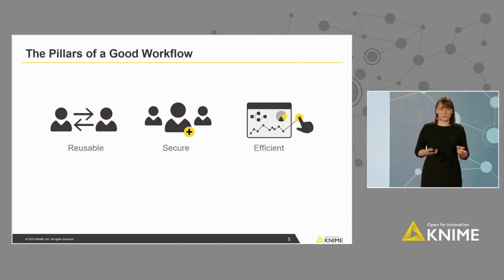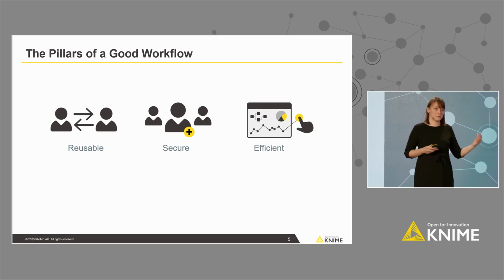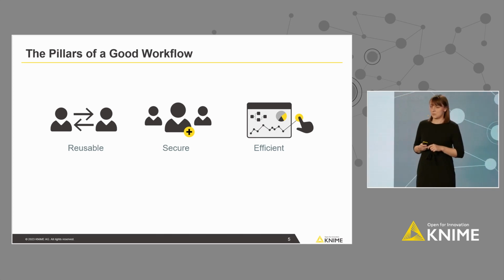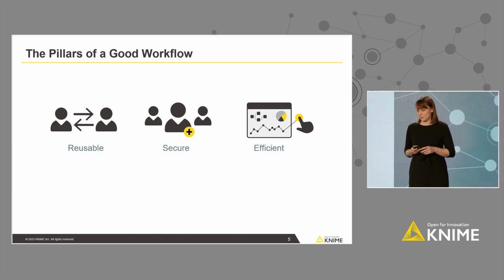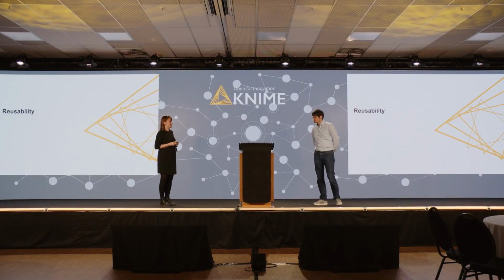With this, let's focus today on three pillars of a good workflow, the first being reusability. Make sure the workflow can be reused even if you move it to another place, maybe to the business hub, maybe if you share it with your colleague. You shouldn't have to reopen it, adapt the paths, etc. Make sure the workflow is secure. And also, we will talk about efficiency, so try to make the workflow as fast as possible. And with this, Tobias, let's start with reusability.